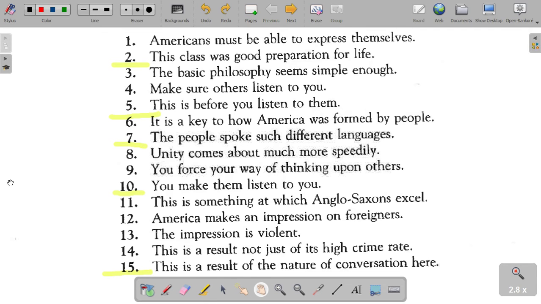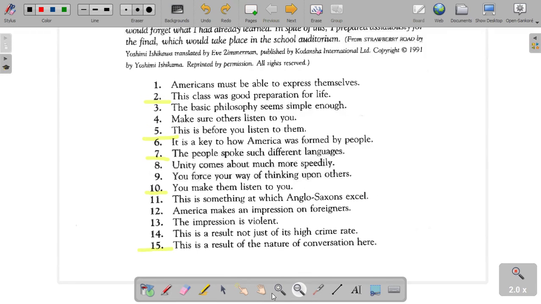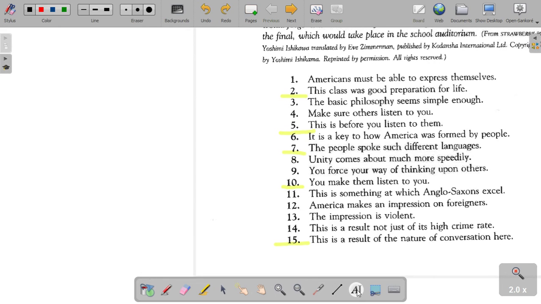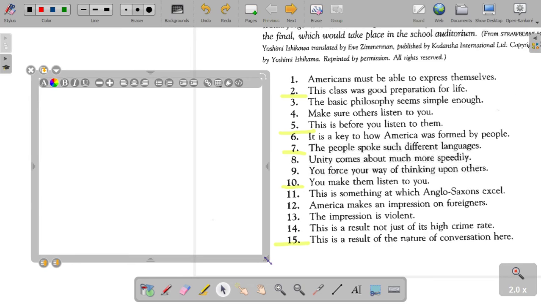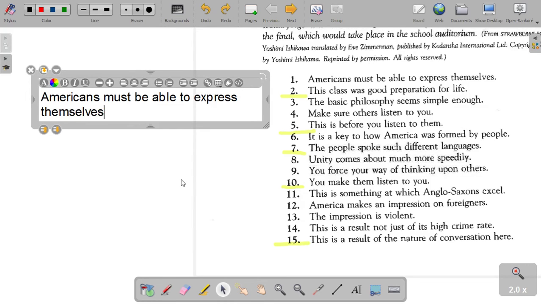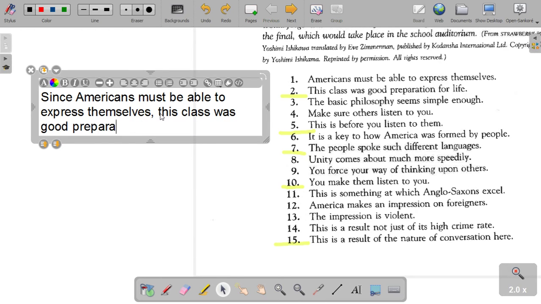Okay. All right. So let's try to combine these sentences. So we'll move on to the next few in a second. So let's do the first few together, and then I might have you guys do some on your own. So if we look at number 1, we have Americans must be able to express themselves. Now, how can we combine that with number 2? We could put a word at the beginning here. What word could we put there? I was thinking like because or since. Maybe since Americans must be able to express themselves, and then I'd put the rest. This class was good preparation for life.